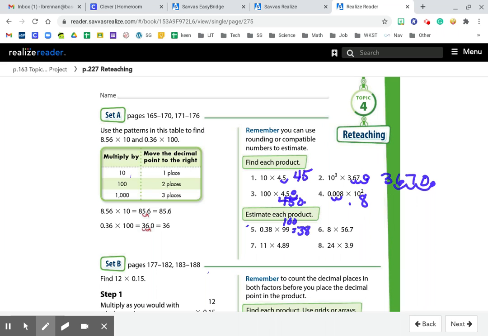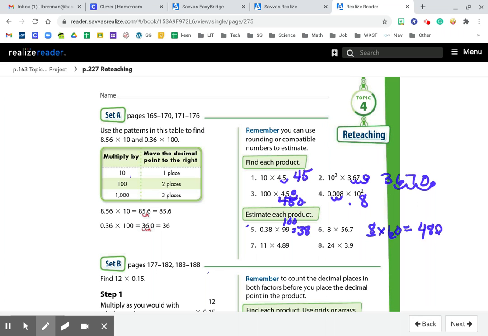Number 6, 8 times 56.7. I would probably do 8 times 60, which would be 48, is solving a simpler problem. And because 60 is a power of 10, I'm putting a 0.